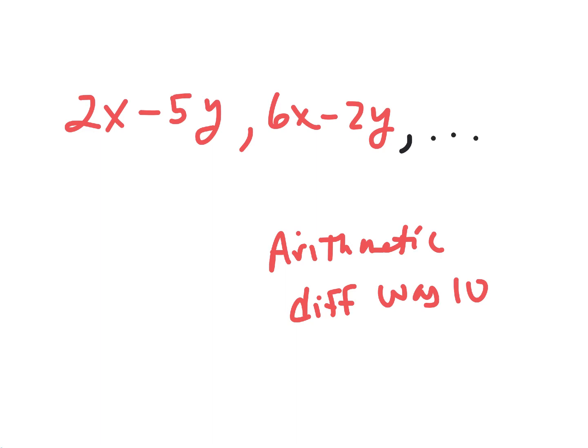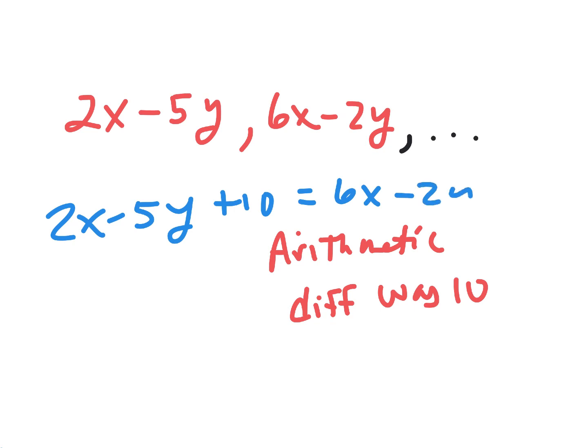So as soon as I said arithmetic, Fagan, what does that mean about those two terms? That when you add 10 to the first term, you get the second term. Good. So what's the equation I could write? 2x minus 5y plus 10 equals 6x minus 2y. Good. Can you solve that?